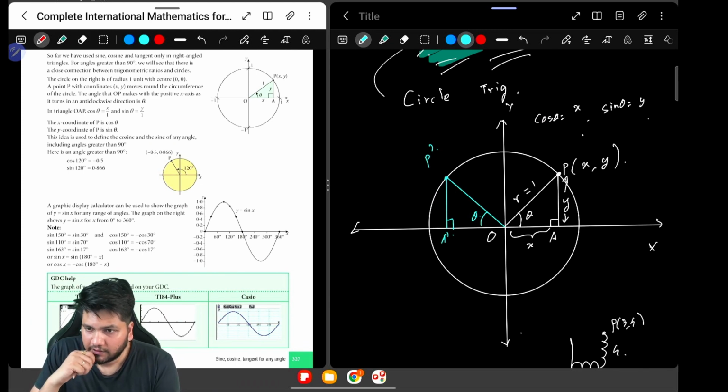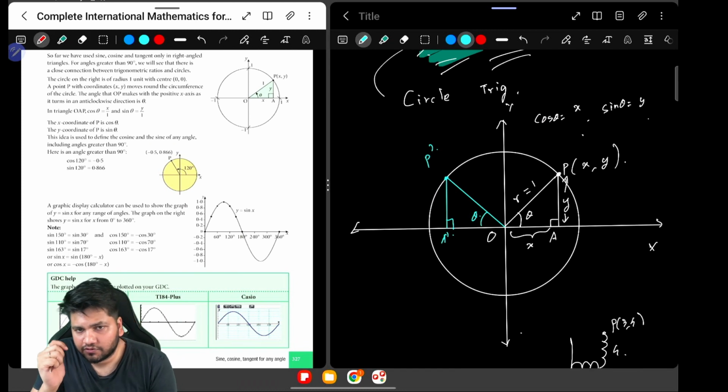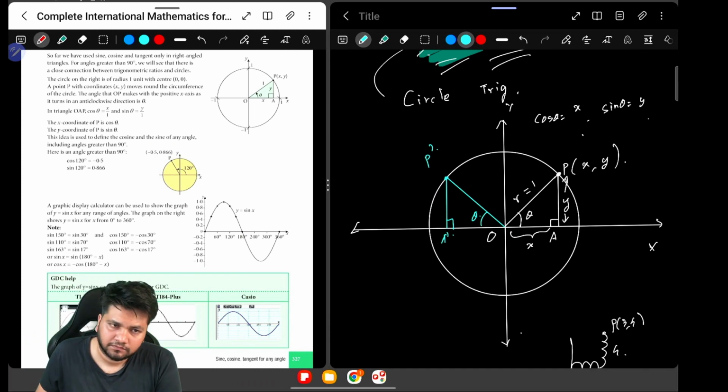Correct? Now, once I know that the triangles are congruent, so I'll ask Arjun, are you there? Yeah. So can you please repeat? I'm asking you, do you agree that the triangles are congruent? Yes, sir.